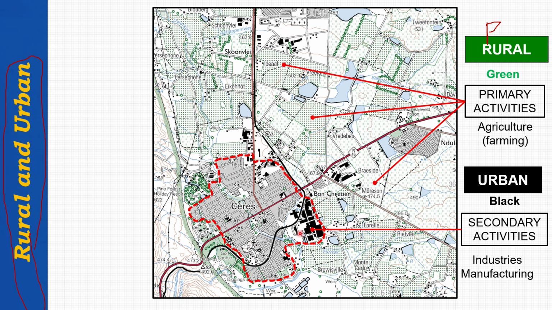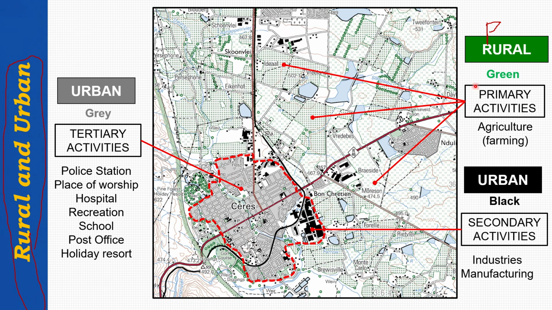This black shows us our secondary activities there, right? There's industries here, there's manufacturing, okay? So you will see black, you know that that's an urban area. An urban area does not only have secondary activities, there's also tertiary activities, right? Also have quaternary activities. So it is multifunctional. It doesn't have one function like rural areas. Rural areas just have primary activities. They are unifunctional.